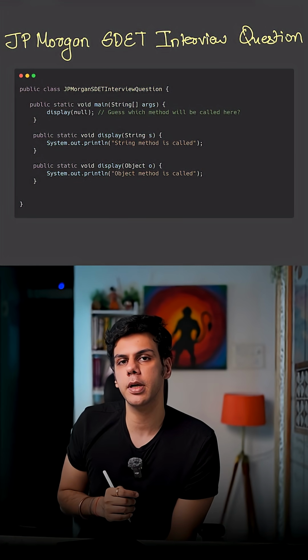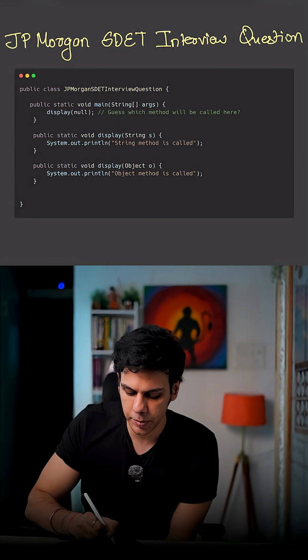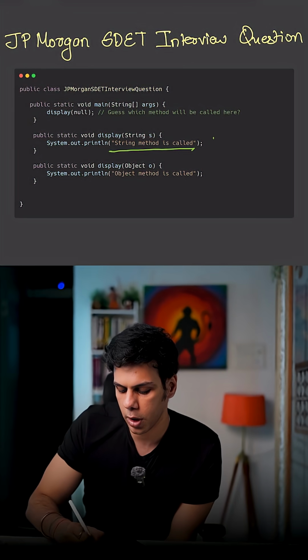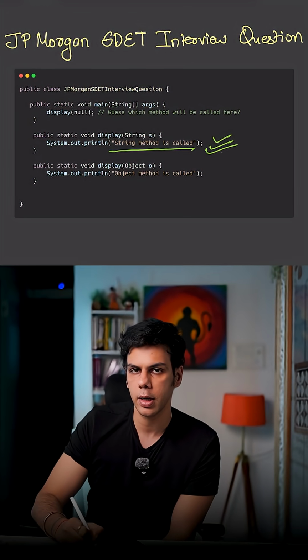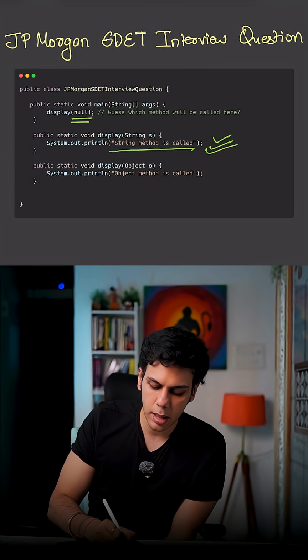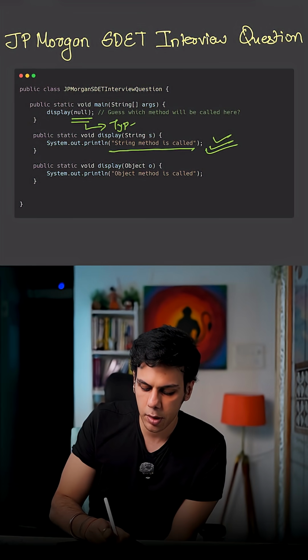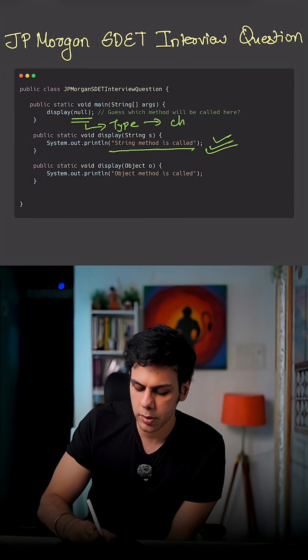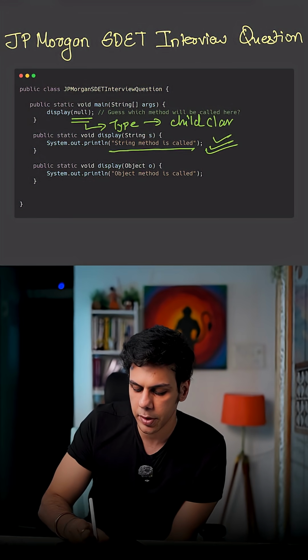Now the output of this particular program, guys, is going to be string method is called. This particular method is going to be called. And you know why? Because whenever Java needs to decide a type for a particular value, it is always going to select the child class first.